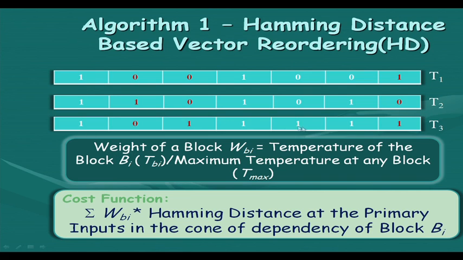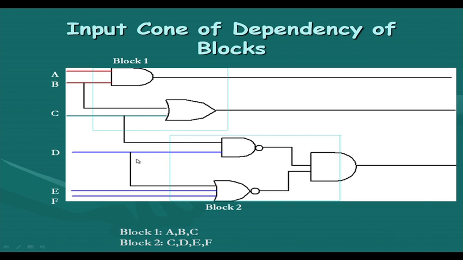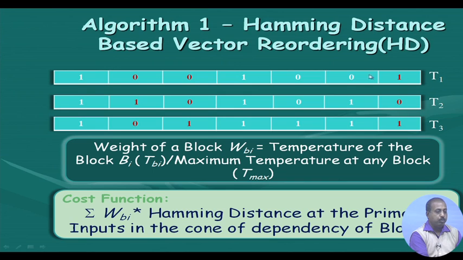Suppose we have these three patterns T1, T2 and T3. We see that between these two, this bit changes, and again here this bit changes. So, these are the bits which are going to be affected. For some block, the inputs marked in red may be in the cone of influence of that block, and I need to compute the Hamming distance if we apply these patterns in the sequence T1, T2, T3 or T1, T3, T2, like that.